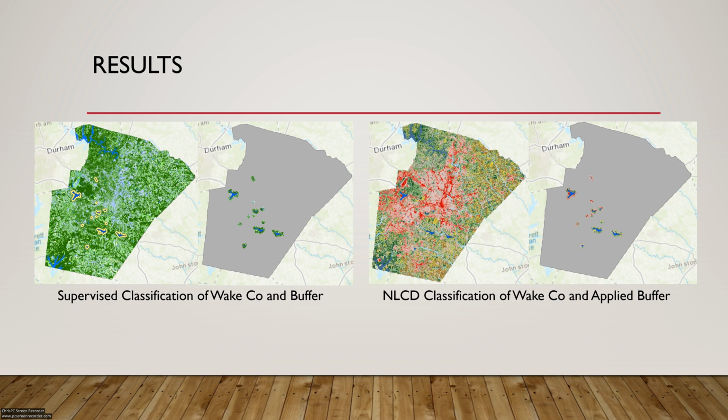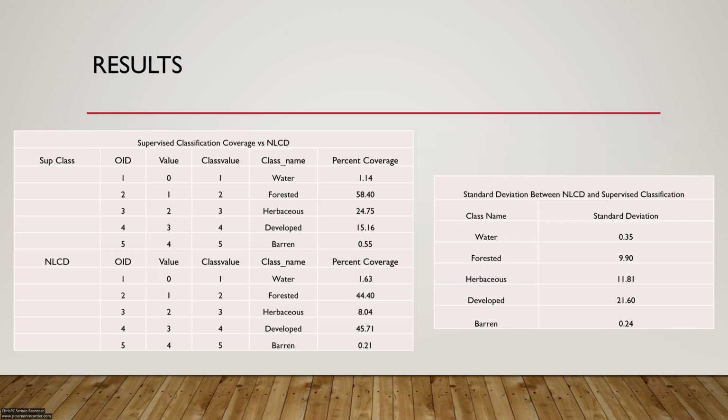So moving to the results here, the leftmost two images are going to be the supervised classification results, and then dialed down to the applicable buffers around the 12 sites that were investigated. And then the right two images include the NLCD classification, and then again, dialed down to the applicable buffer around the 12 sites of interest.